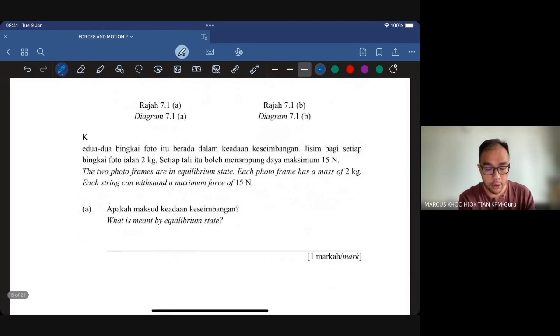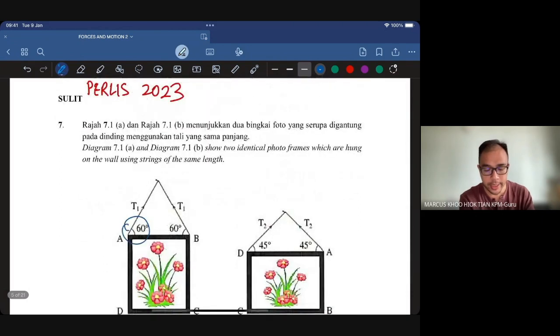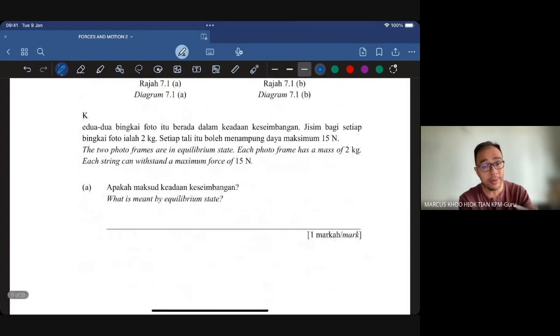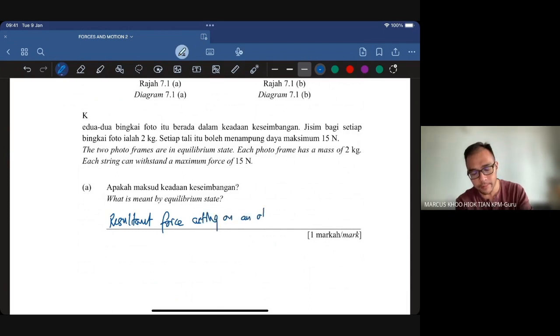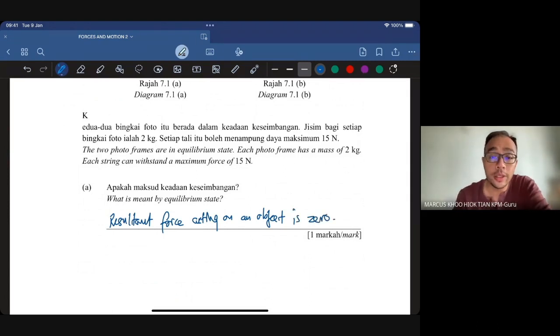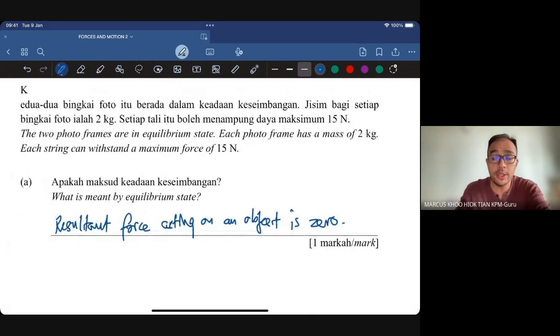Okay, so the 2 photo frames over here, one is using a 60-degree angle, one is using a 45-degree angle. Okay, what is meant by the equilibrium state? Equilibrium state is a state where all the resultant forces, or the resultant force lah, okay, acting on an object is zero. Okay, the total force acting on an object is equals to zero. Okay, that's equilibrium state. This seems to be a pretty popular definition lah, okay, for this year.